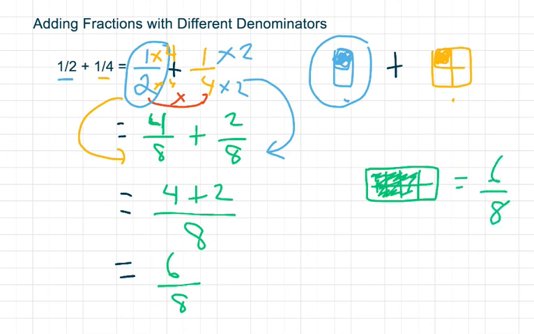6/8. Well, 6/8 can be reduced to 3 out of 4. So you'll notice that there is 1, 2, 3 out of 4. So 6/8 is equivalent to 3/4. So our final answer in those terms is 3/4.